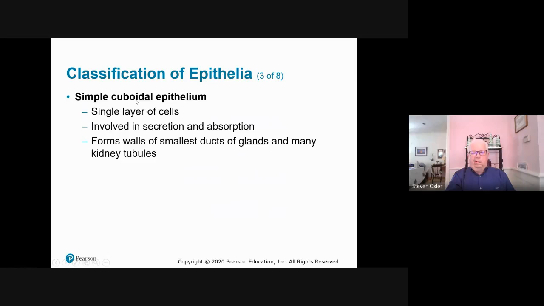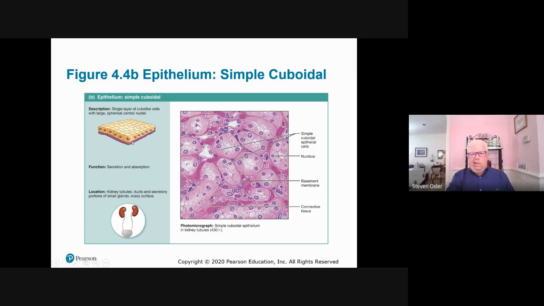Simple cuboidal, a single layer of cells that looks like boxes. It is involved in secretion, getting rid of fluids and also keeping fluids. And the most common place to have simple cuboidal epithelium is in your kidneys, also in some ducts of some glandular tissue. Simple cuboidal epithelium, okay? One layer, one box-like layer in your kidney tubules.